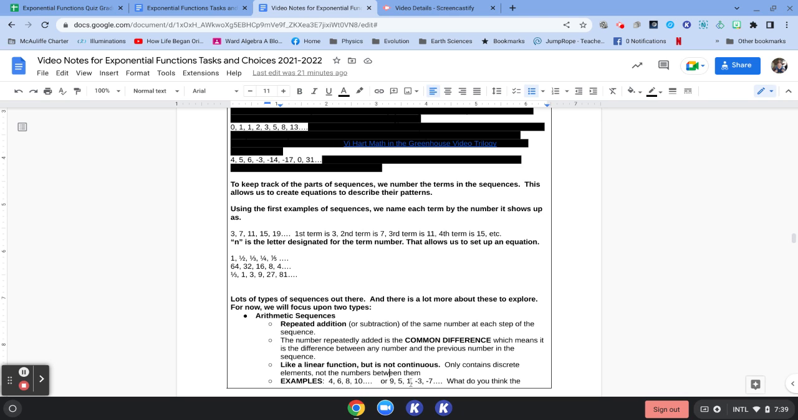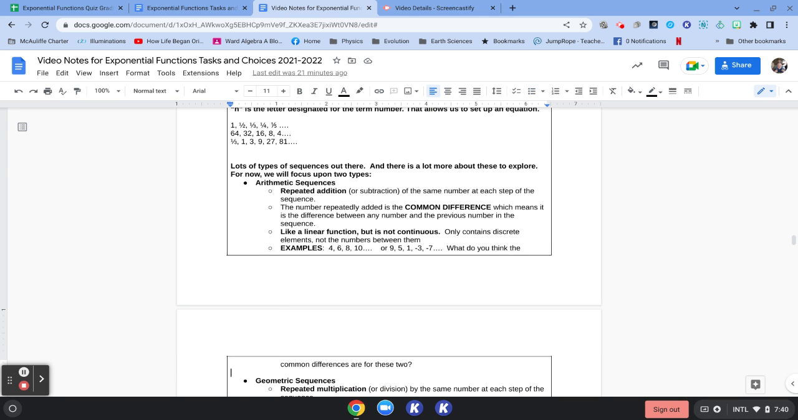Or let's say I had 9, 5, 1, negative 3, negative 7. In this case, 5 minus 9 is negative 4. 1 minus 5 is negative 4. Negative 3 minus 1 is also negative 4. And negative 7 minus negative 3 is negative 4. So we have a common difference of negative 4 with a starting place of 9. And so we could come up with an equation for that pretty easily here.